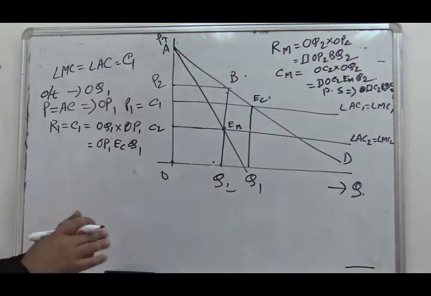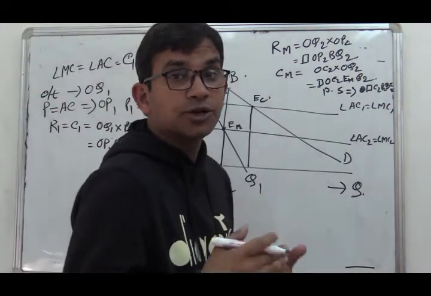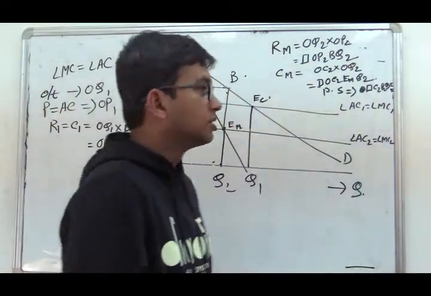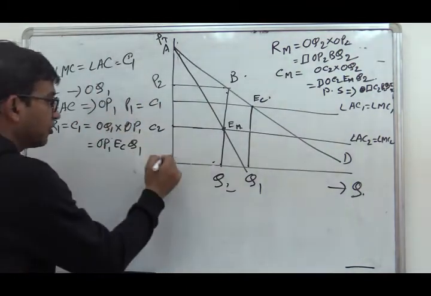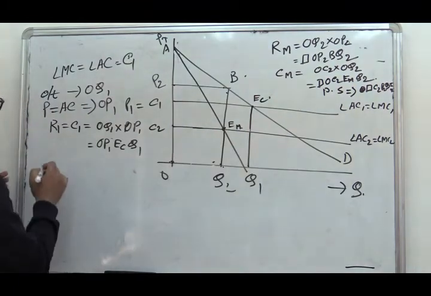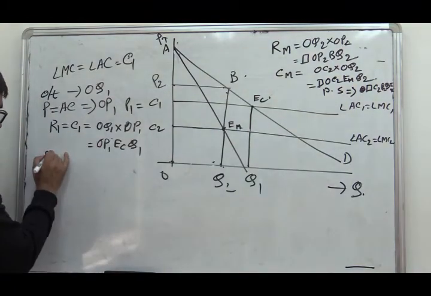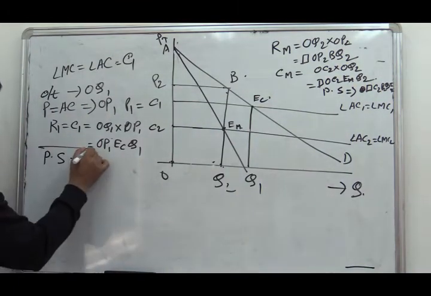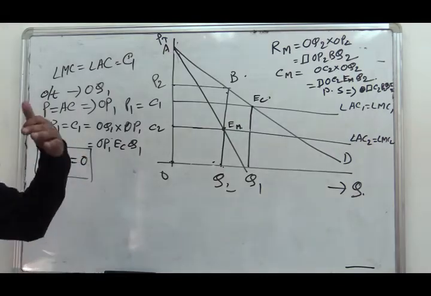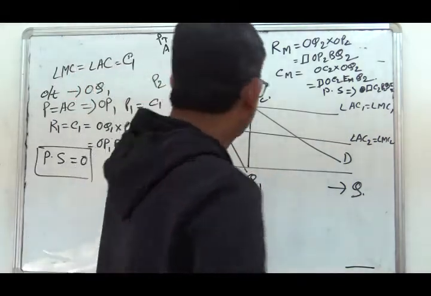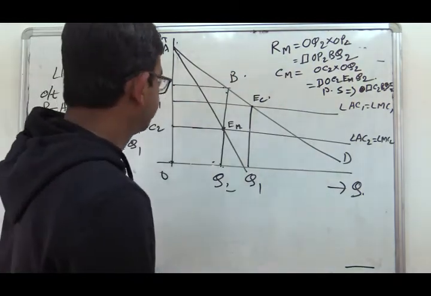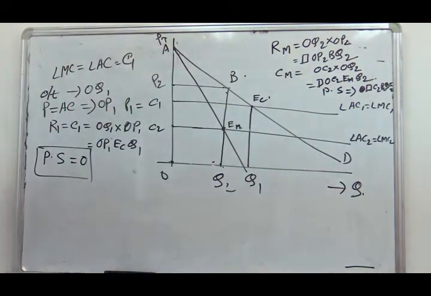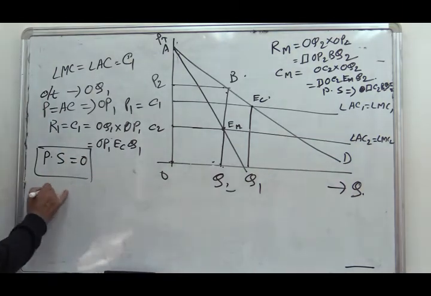Now we should compare the social welfare. Under perfect competition, OQ1 is the level of output. Under perfect competition, producer surplus is 0, because price is exactly equal to the average cost of production, and average cost is constant here. Perfectly elastic supply.